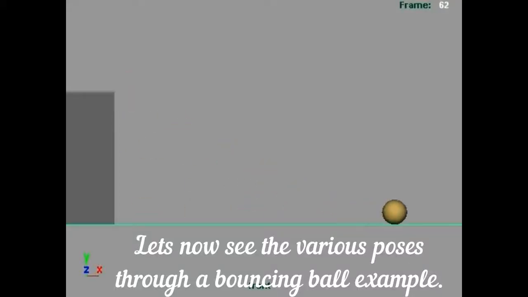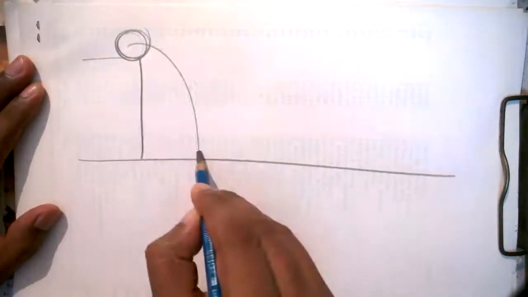So here is an example of a bouncing ball. The ball is dropping from a height and taking four or five bounces and coming to a halt. So to illustrate, basically our bouncing ball is something like this.